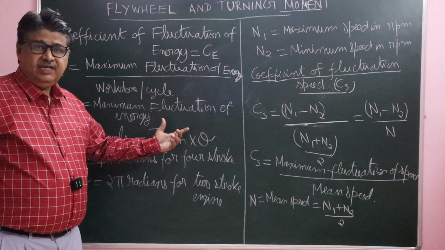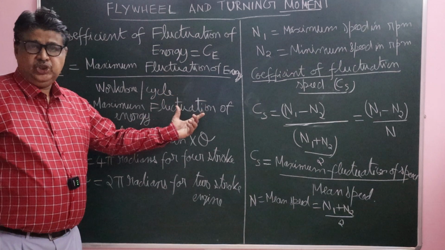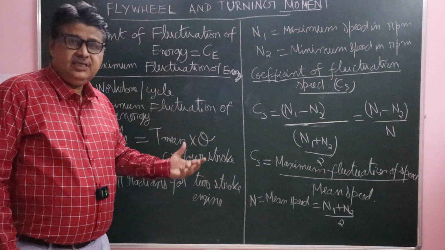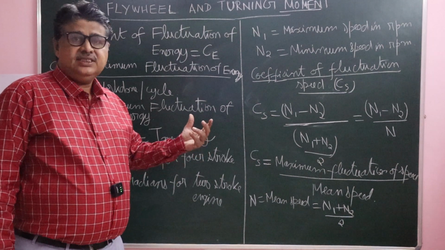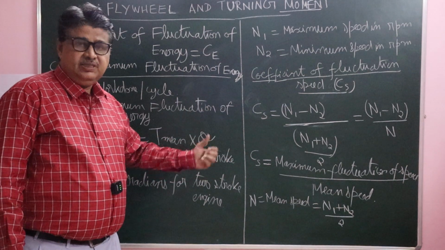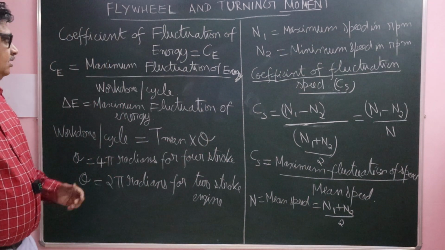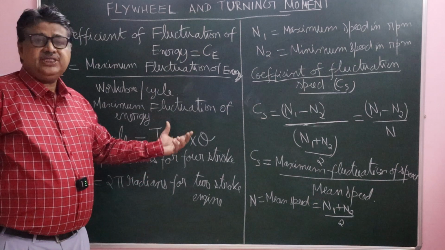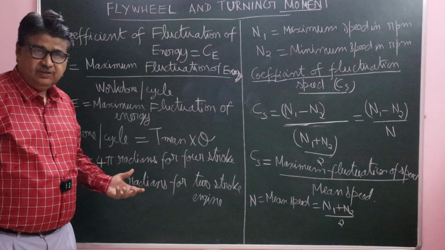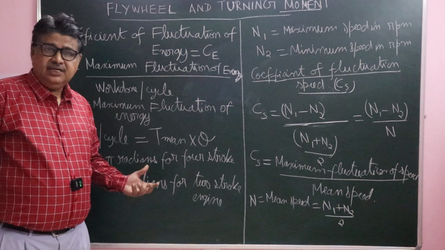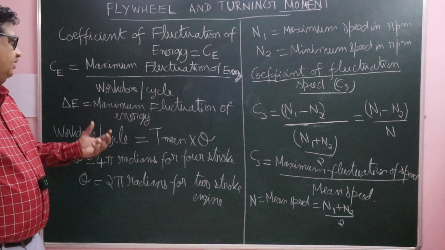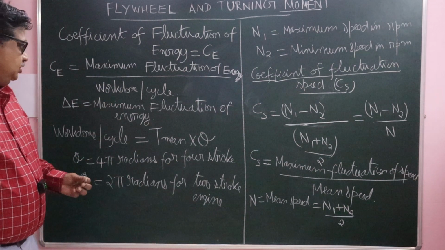So during the power stroke, the flywheel absorbs the energy as kinetic energy, and during the other strokes it gives out its energy, that is during the suction stroke, compression stroke and exhaust stroke, it gives out its energy and drives the piston. Therefore, the flywheel reduces the fluctuation of energy in an engine by absorbing the energy when there is excess of energy and by giving out its energy when there is a requirement of energy.